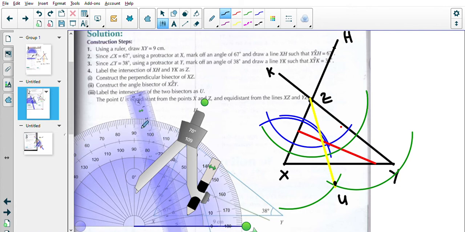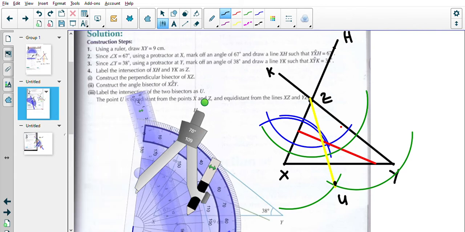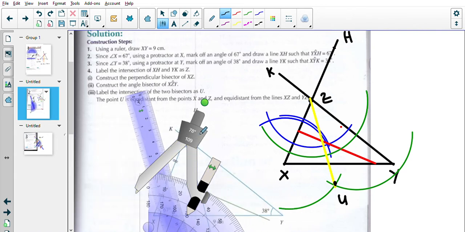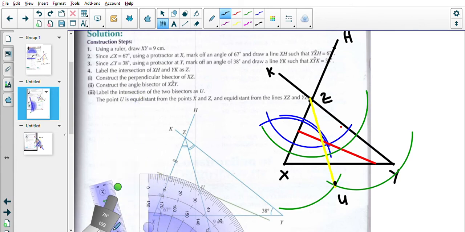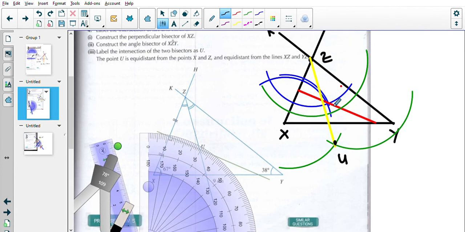I will move this protractor first before we continue. It's very difficult to control here. Alright, now the point U is equidistant from the points X and Z, and equidistant from the lines XY and YZ. Okay, I think it's correct, right? And of course, this angle is equal to this angle.